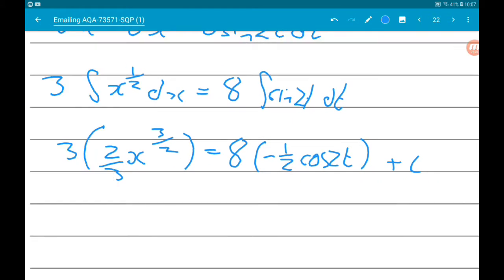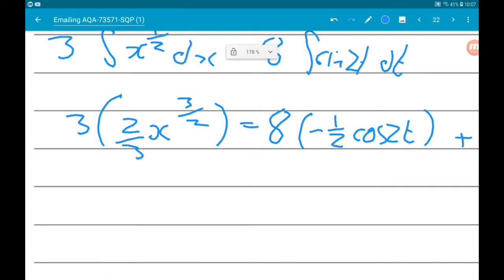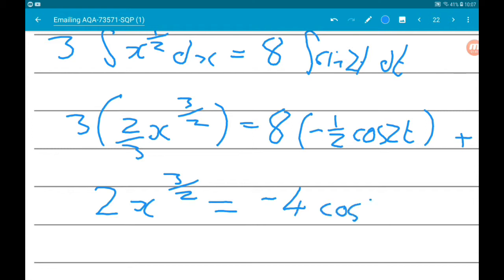So, let's sharpen this up a bit. 3 times 2/3 is 2. So we got 2x to the 3 halves is equal to 8 times minus a half, which is minus 4 cos 2t add c. So what we need to do now is find the value of c.